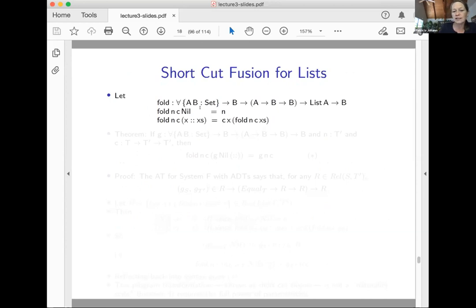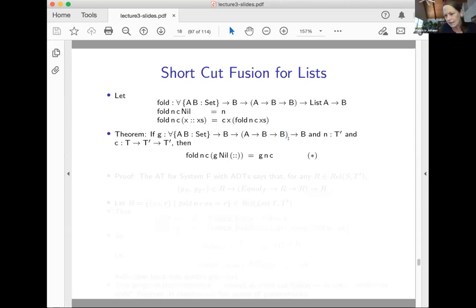So if I have, let's say, a fold for lists, this is just the normal, boring, everyday, ordinary, standard fold, then I have a theorem for that G that was in the beginning that someone was asking about. Someone was asking me if I had a typo. And actually, I noticed now that I've swapped the order of the first and second arguments, but of course it's isomorphic.